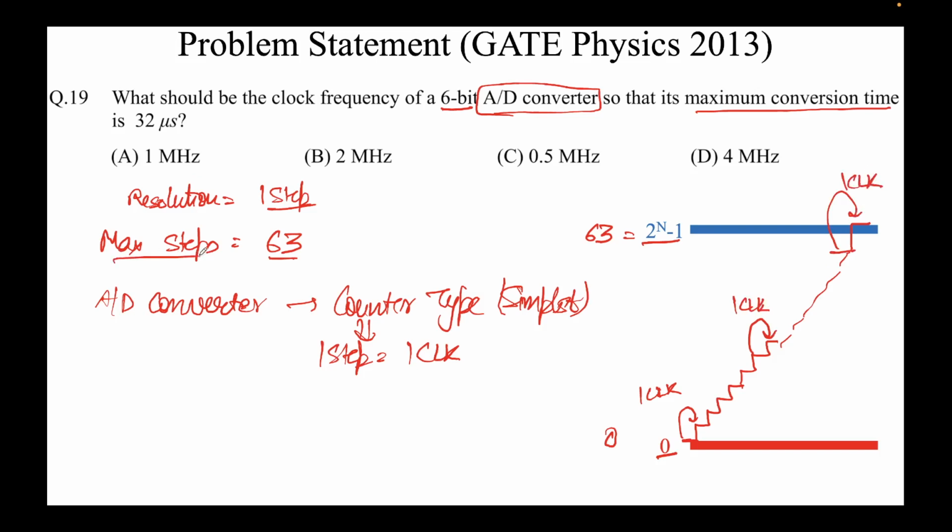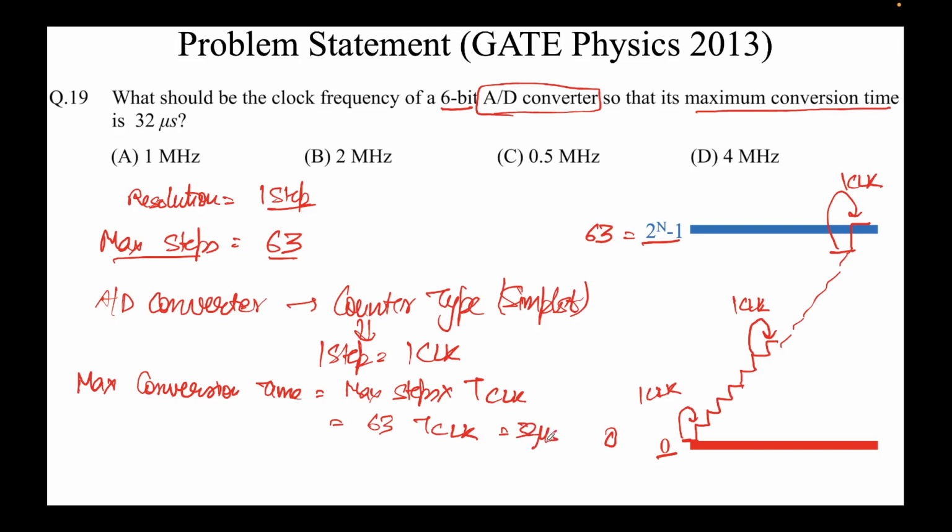So what is the maximum conversion time? The maximum conversion time will be nothing but maximum steps times t clock, the time period of 1 clock. So this will be 63 times t clock, right? And we know that 63 times t clock has been given to us as 32 microseconds. So from this we'll get t clock equal to 32 microseconds upon 63. So this will approximately be 0.5 microseconds.